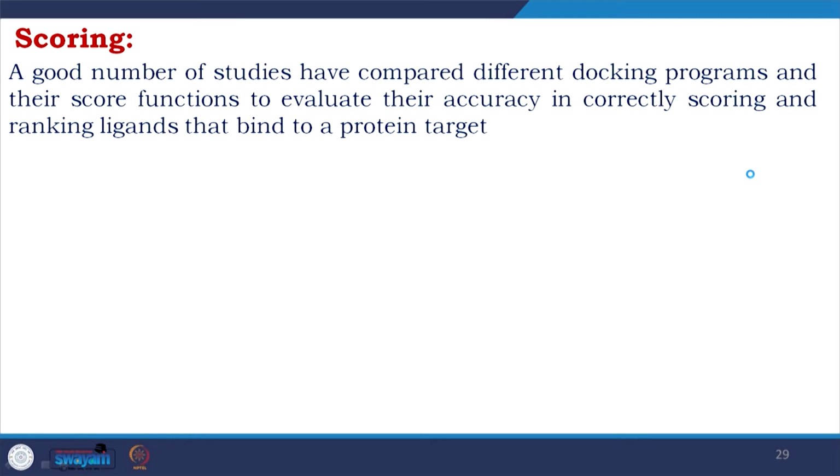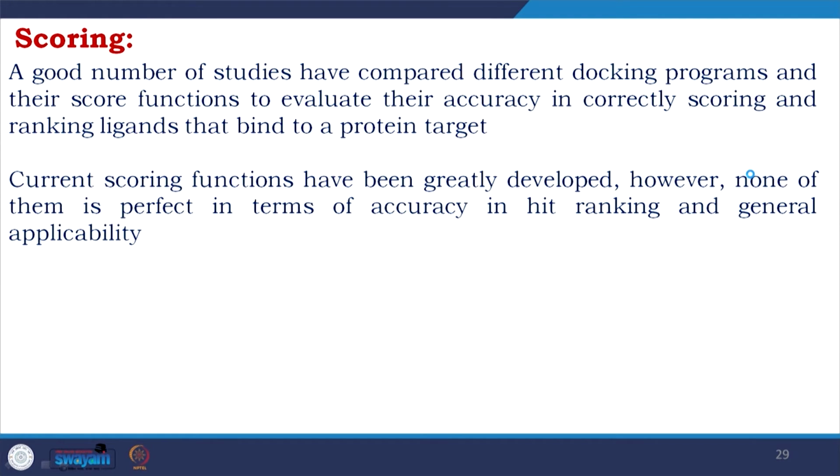A good number of studies have compared different docking programs and their score functions to evaluate their accuracy in correctly scoring and ranking ligands that bind to a protein target. Current scoring functions have been greatly developed, however, none of them is perfect in terms of accuracy in hit ranking and general applicability. This is a huge research front. If we could make it perfect, it would be possible to discover a lot of drugs in very short time.